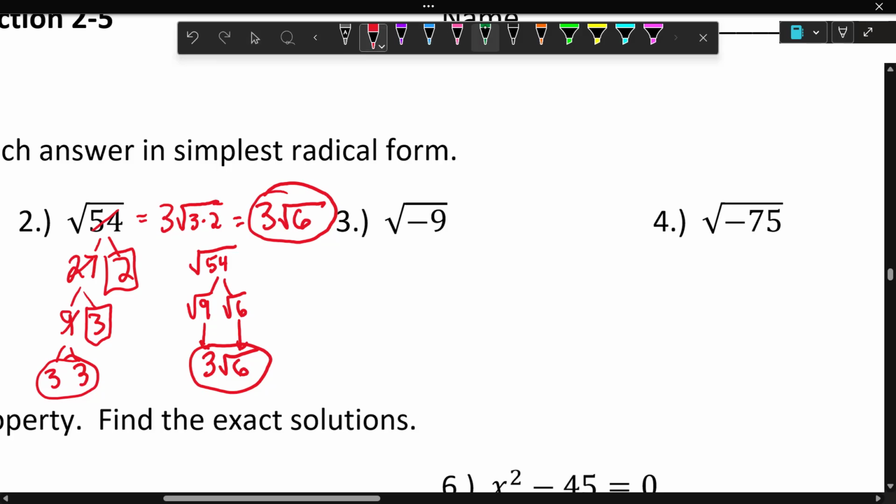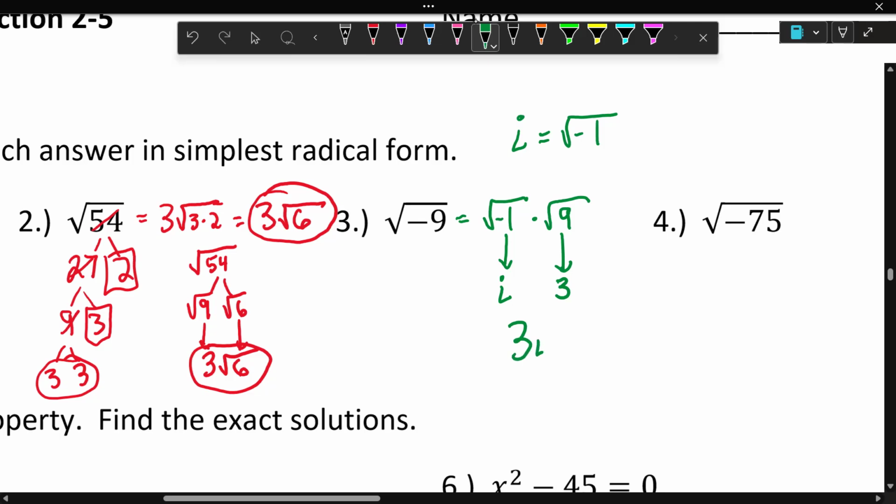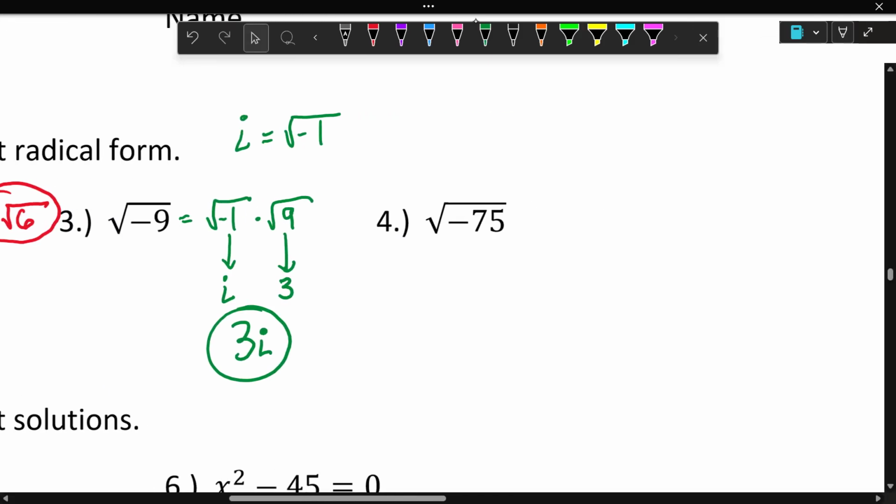Now number 3, we're getting crazy. We have a negative inside the square root. So right away, we should remember that i is the square root of -1. It's not -1, it's the square root of -1. So we separate that off. This turns into i. This turns into 3. So together, they're 3i. So if you see a negative inside a square root, I like to say, poke out your eye. Take that negative out, make it i, and then just simplify the radical.